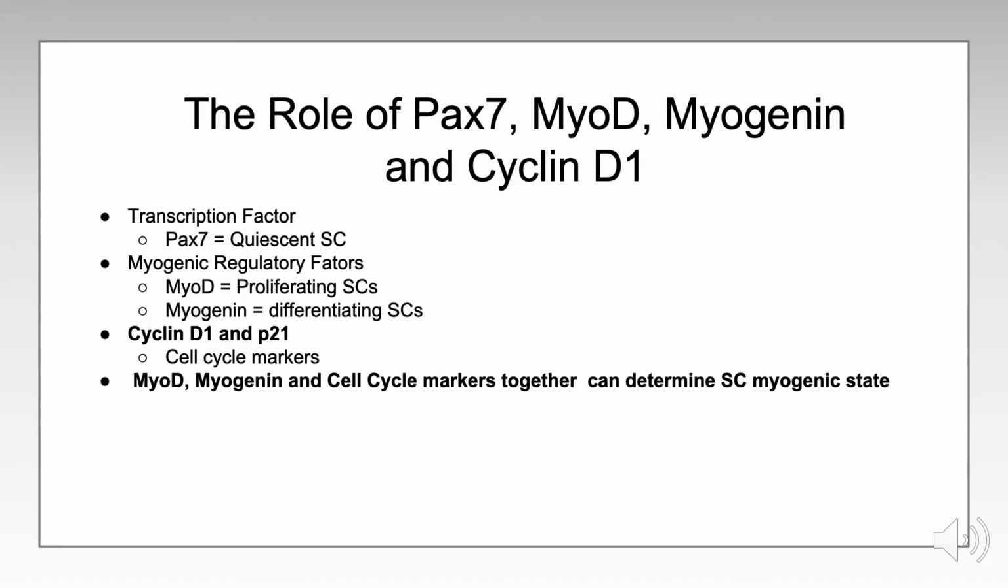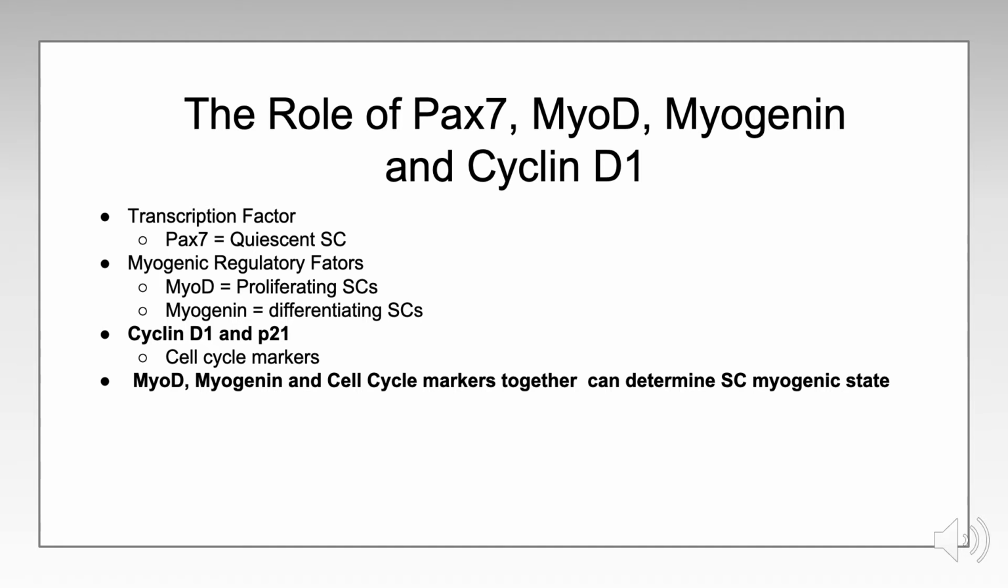To determine satellite cells' myogenic states, researchers had used the expression of transcription factor PAX7 and myogenic regulatory factors of MyoD and myogenin. Expression of PAX7 is used to identify quiescent satellite cells, while expression of MyoD is used to identify proliferating satellite cells, and finally myogenin is used to identify differentiating satellite cells.